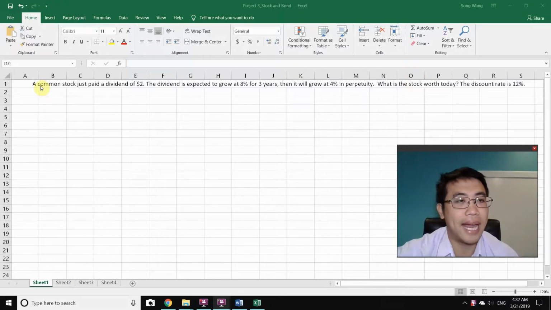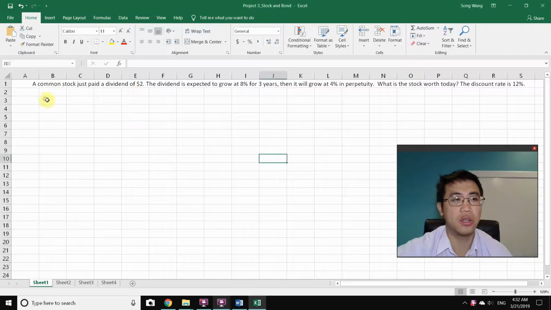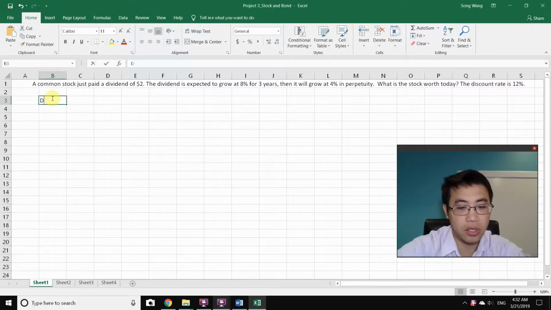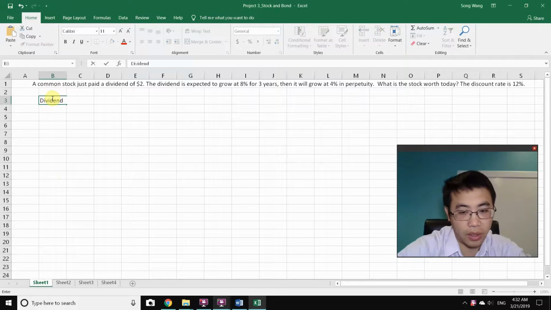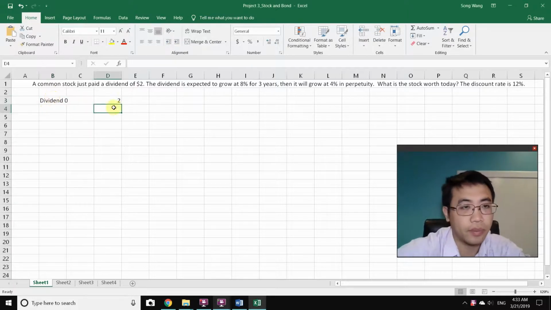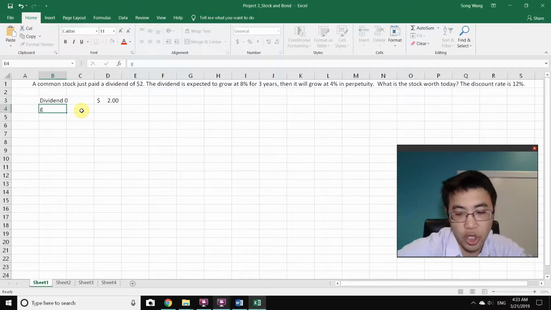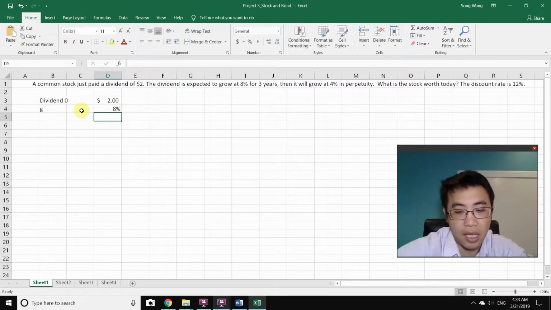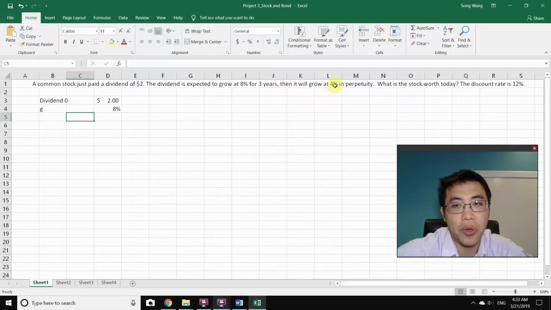So right here you have a common stock that just paid a dividend of $2. If you extract that information, dividend 0 is $2. And the dividend is expected to grow at 8% for 3 years. So the growth rate of the dividend, g, is 8%. You can also write that down. And it will grow for 3 years, and then it will grow at 4% in perpetuity.